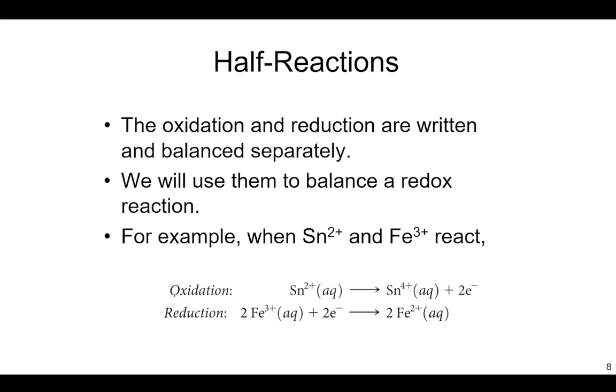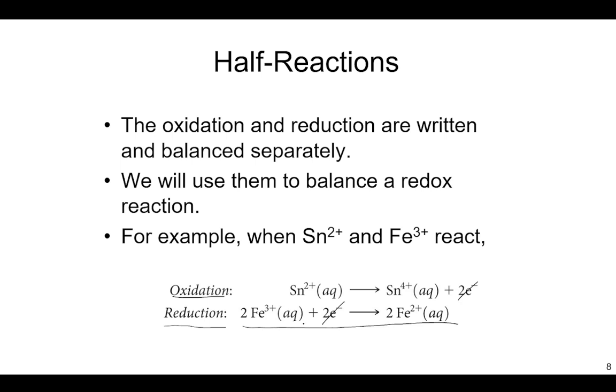One where the oxidation is happening, like here, tin is losing electrons going from 2 plus to 4 plus. That's the oxidation half reaction. The reduction half reaction is iron gaining electrons going from 3 plus to 2 plus. Adding these two things back together will complete the overall reaction, and the electrons will get canceled out. We'll just add these two reactions back together to get the overall reaction.